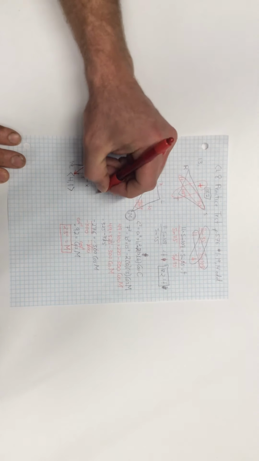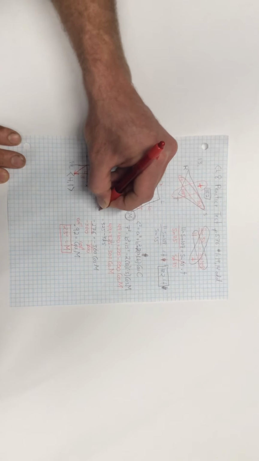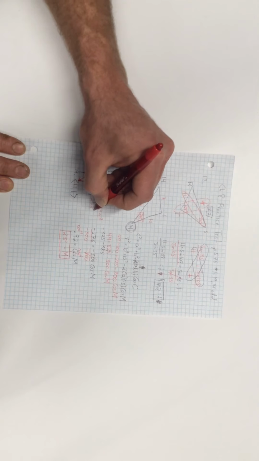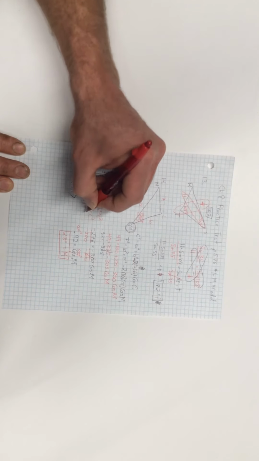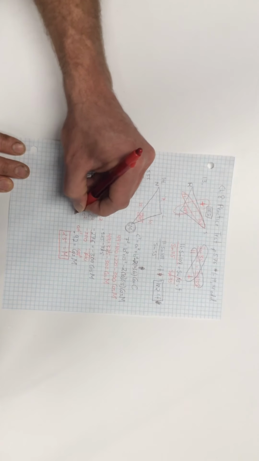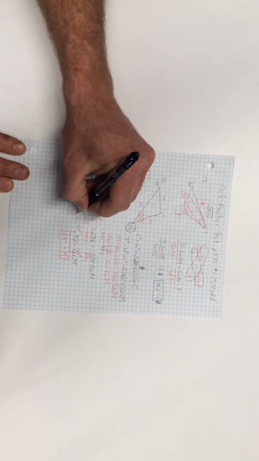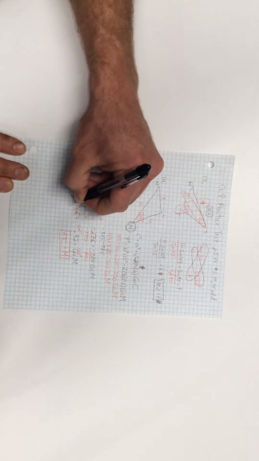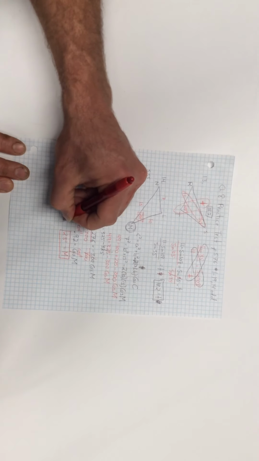And we need to find the hypotenuse, which is a squared plus b squared equals c squared. So we just have 2 squared plus 3 squared equals c squared. 4 plus 9 equals c squared. That's 13 equals c squared. Okay, square root both sides. So the magnitude is the square root of 13.